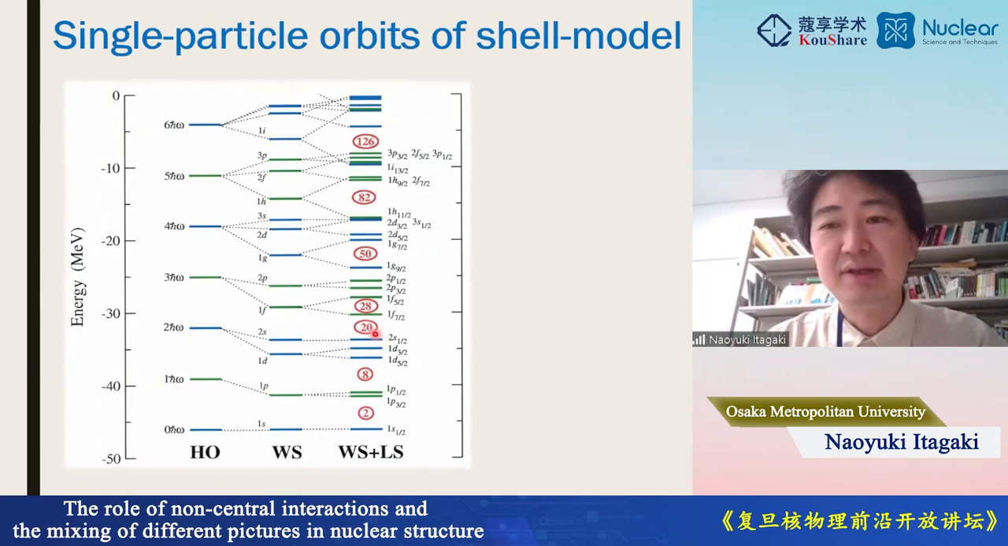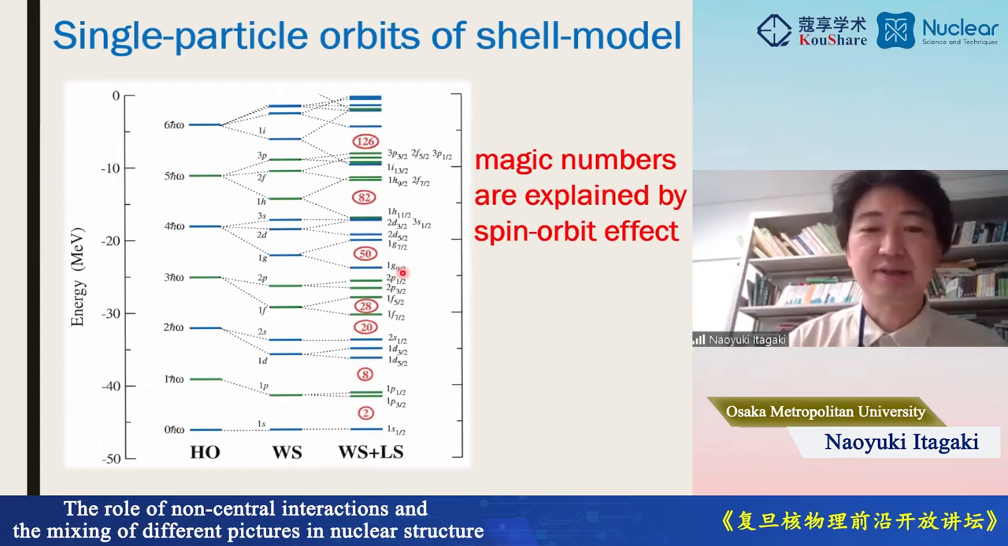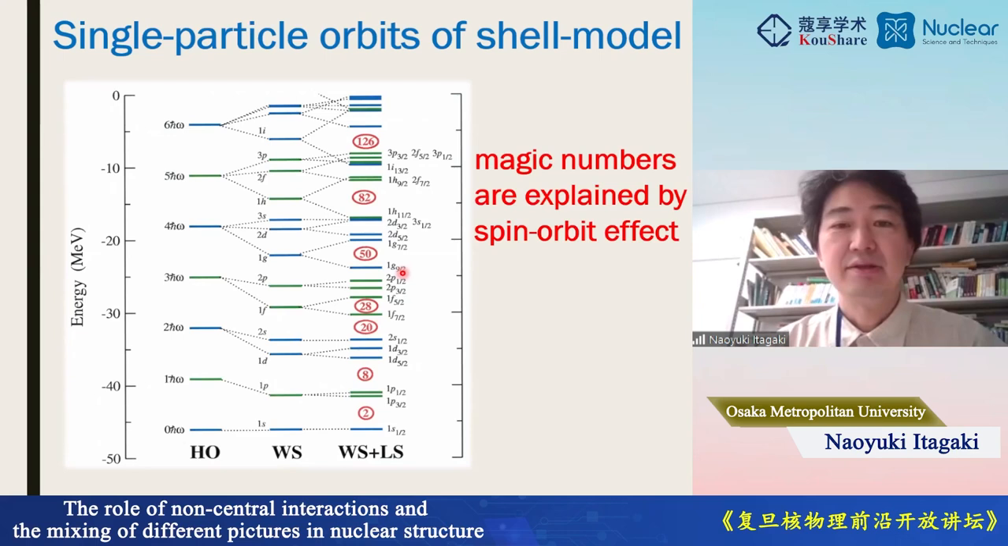And we need the help of the spin-orbit interaction to explain the magic numbers 28, 50, 82, and 126. For these magic numbers, we have to borrow one orbit from the upper states, and that orbit becomes low-lying because of the spin-orbit effects. So for the shell structure, the jj-coupling shell model, the spin-orbit interaction is important.